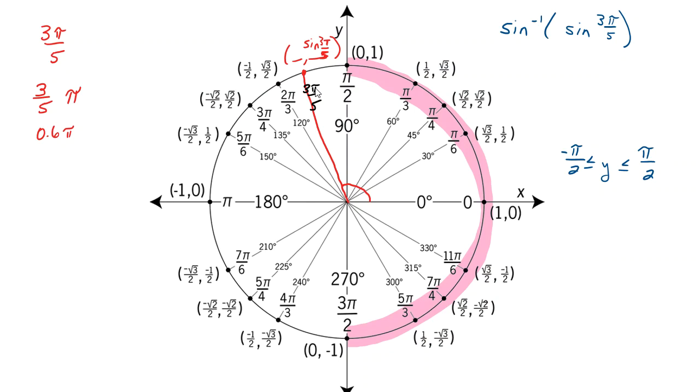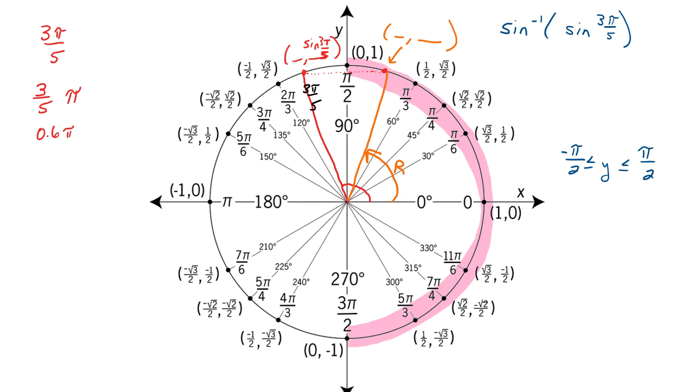So if you look at this picture, hopefully you can see if you come over here and reflect over the y-axis, whatever this angle is, let's do that in a different color. Let's do it in orange. Whatever this angle is right here, I'm gonna call it R, okay? Whatever that angle is going to have the same y value as 3 pi over 5, okay?